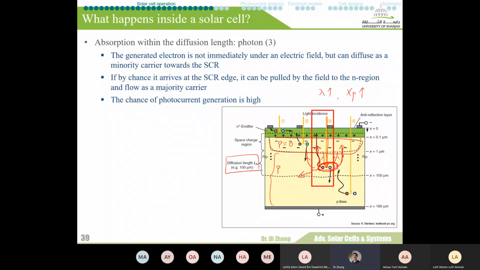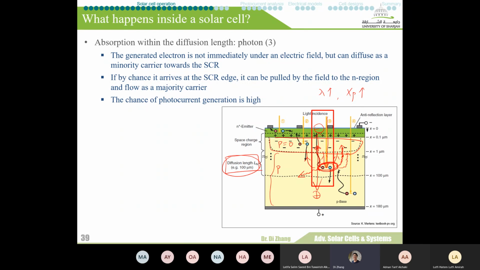If they can reach the space charge region, then immediately they can be separated. Holes will go down and electrons will go up, and in this way you have a very efficient generation of currents. But there is also a certain chance that, even though you have diffusion of the electrons and holes, because of the limit of the diffusion length, some of them may never reach the space charge region.